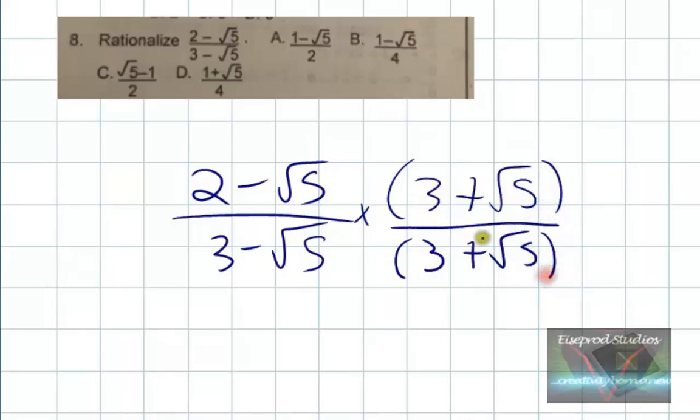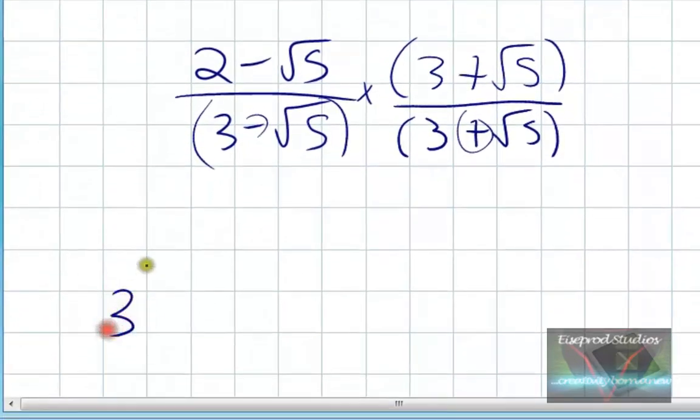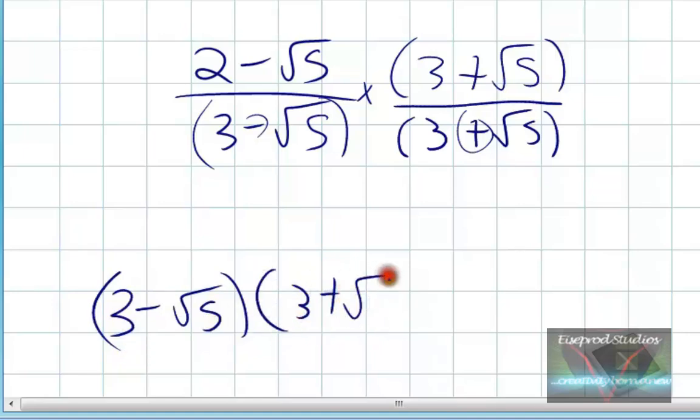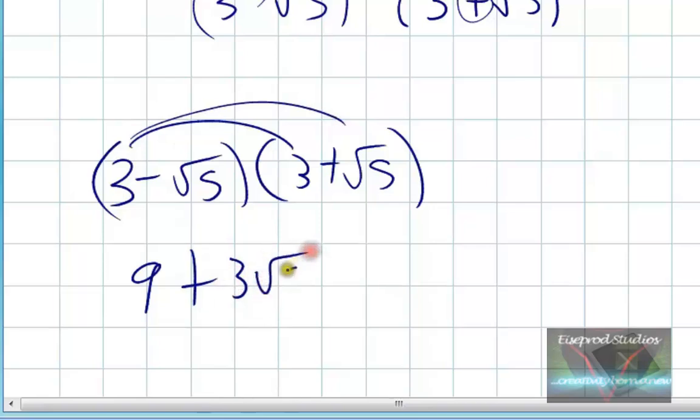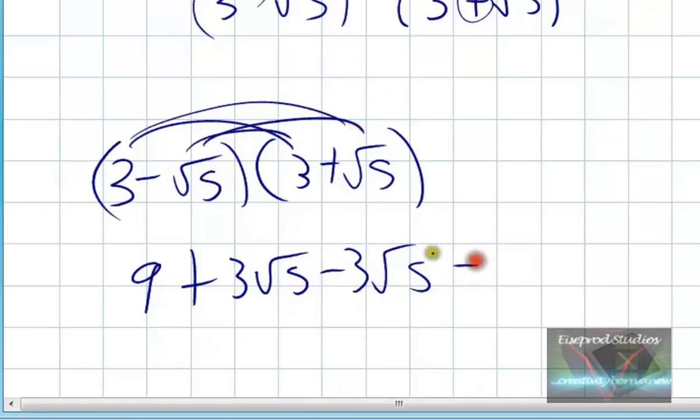The reason we did this is so that we can get a special thing that happens when you multiply two quantities like this. I'll show you. So 3 minus the square root of 5 times 3 plus the square root of 5. Remember to multiply these. We have 3 squared, which is 9. And then plus 3 times the square root of 5 minus 3 times the square root of 5. And then minus the square root of 5 times the square root of 5 is just 5.